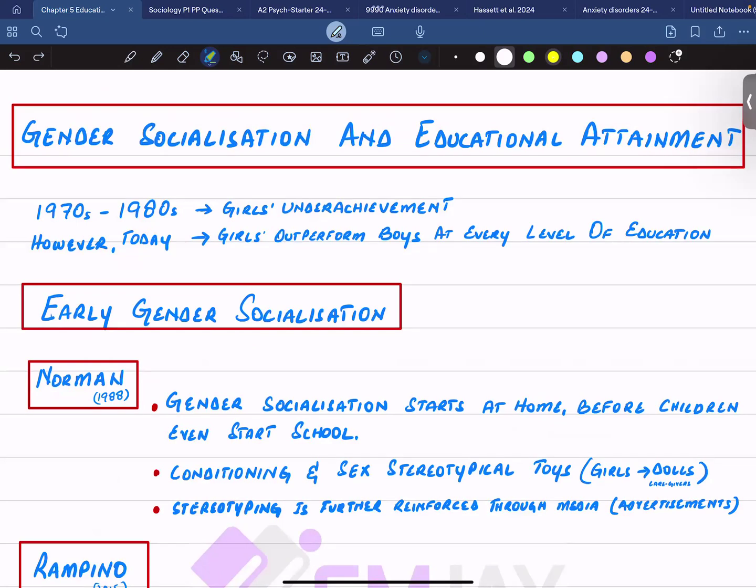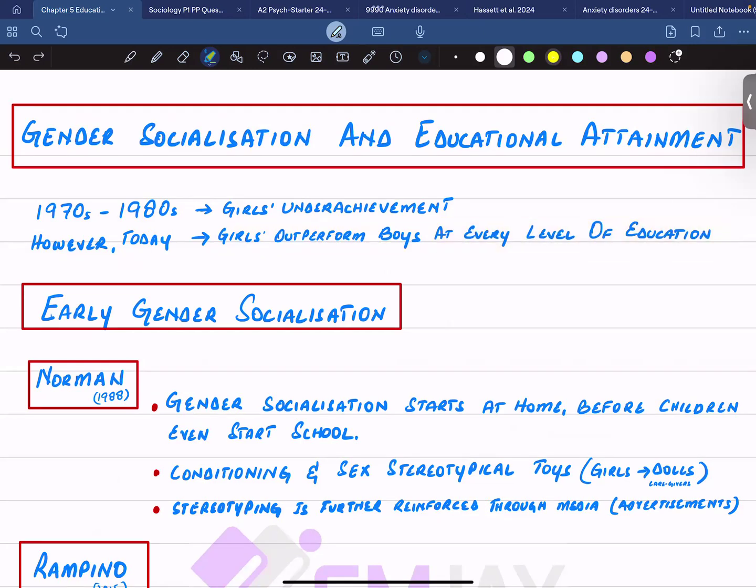it was very common till the 1970s and the 1980s that people would speak about how females were underachieving. However, with the passage of time, especially when you talk about the UK, this underachievement by girls changed. And today, we see that girls, if anything, are outperforming boys. So girls today are outperforming boys at every level of education.